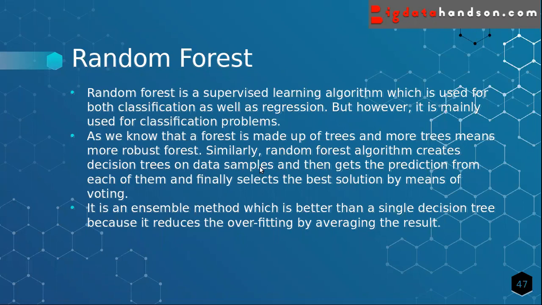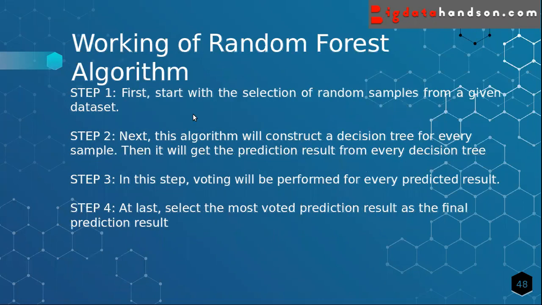So in random forest also we use the same decision trees, many decision trees. The many decision trees will give many results. We select the best solution by means of voting. Okay, so working of the random forest algorithm: first start with the selection of random samples from a given data set. What it does actually, we don't give the whole data.